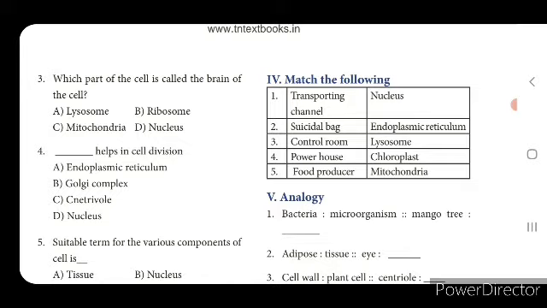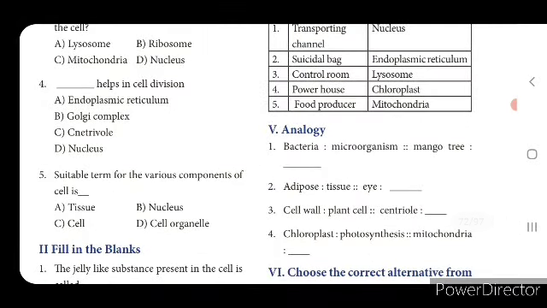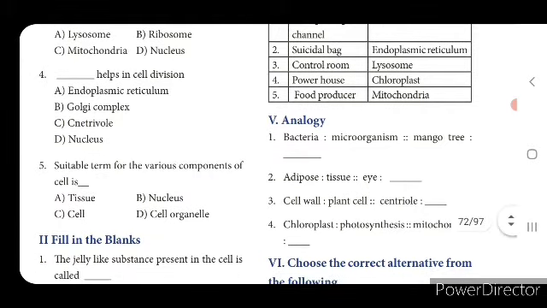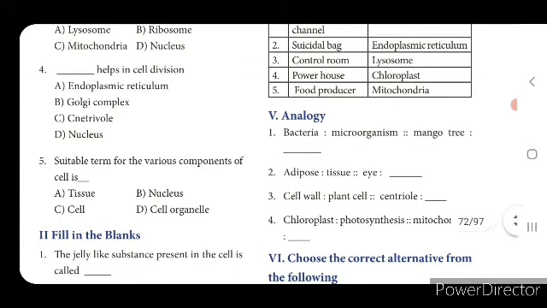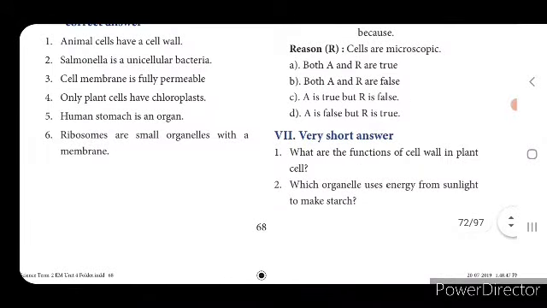Then bacteria, microorganism; mango tree, macroorganism. Okay, adipose, tissue; but eye is an organ. Cell wall is present in plant cell, centriole in animal cell. Chloroplast, photosynthesis. What is the use of chloroplast? It is used in photosynthesis. Mitochondria, it is used for respiration. Okay children, then reason and assertion, no need to read.